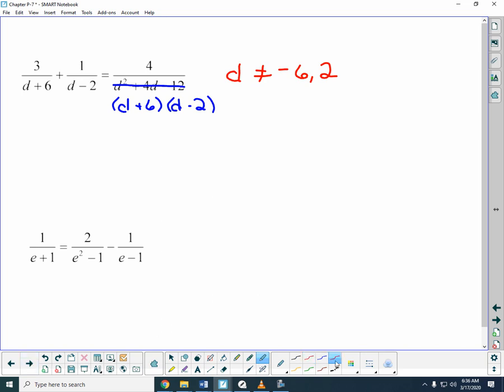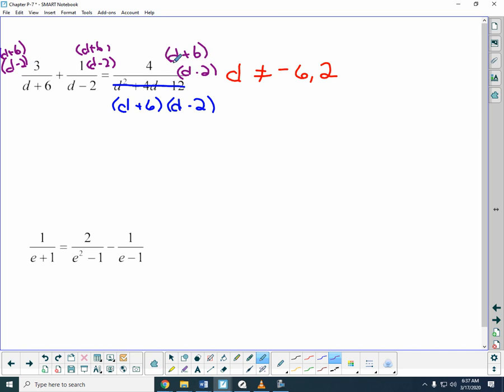Now what I'm going to do is find my common denominator. My common denominators are d plus 6 and d minus 2. So I'm going to multiply both sides by d plus 6 times d minus 2. So I'm going to multiply everything by d plus 6 and d minus 2. I'm going to multiply this by a d plus 6 and a d minus 2. I'm going to multiply this by a d plus 6 and a d minus 2.